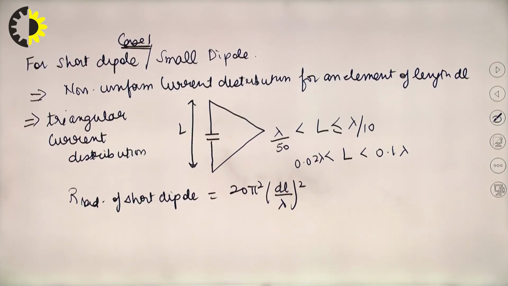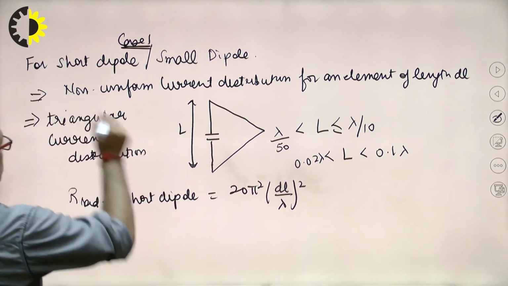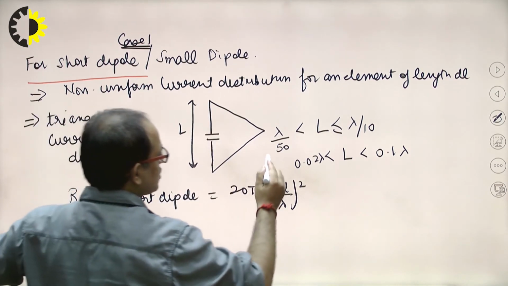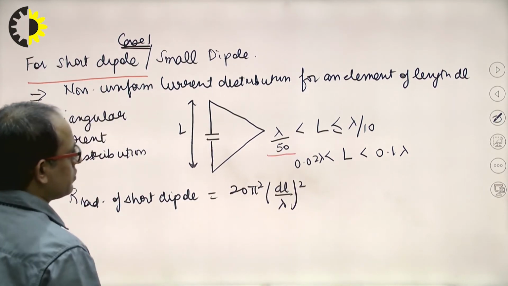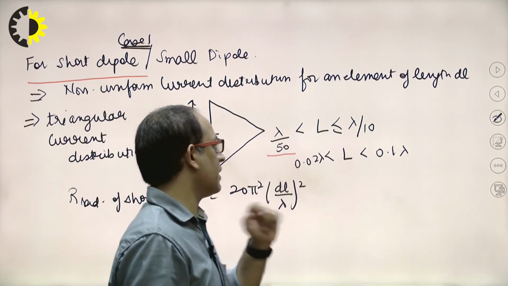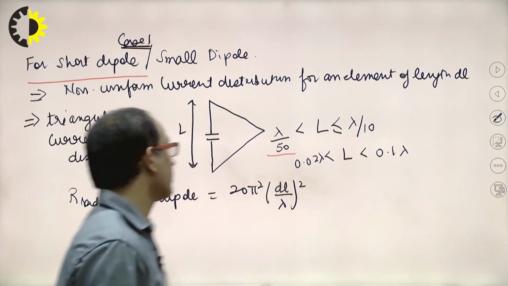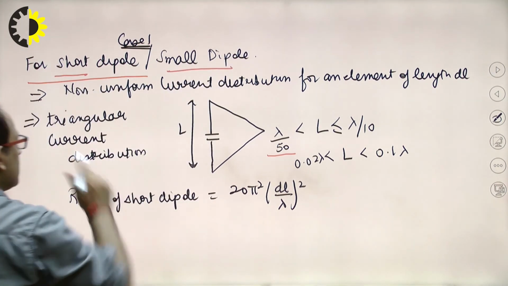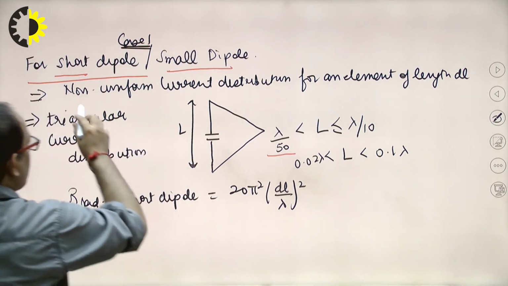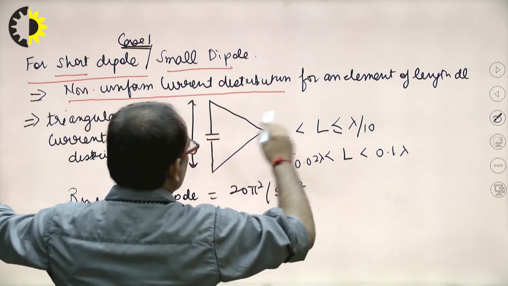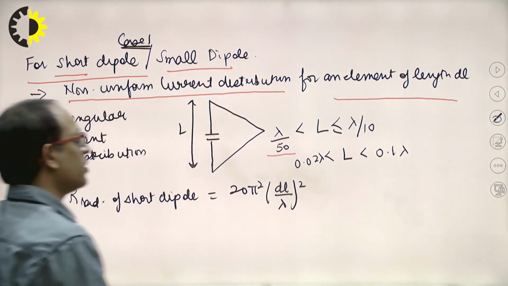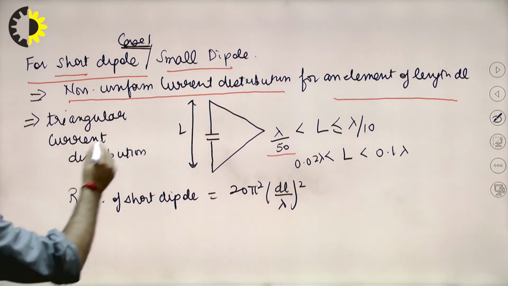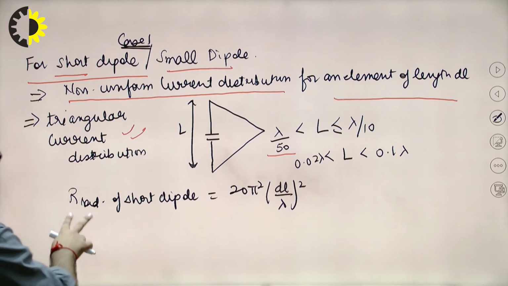Now see, the first case is for the short dipole or small dipole. If the length of this antenna lies between lambda by 50 to lambda by 10, that is 0.02 to 0.1 lambda, then it is known as the short dipole or small dipole. And the current will be a non-uniform current distribution for an element of length dl. Clear? Now see, there will be a triangular current distribution.